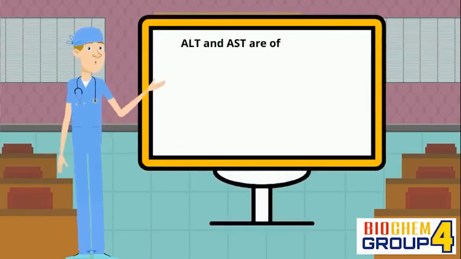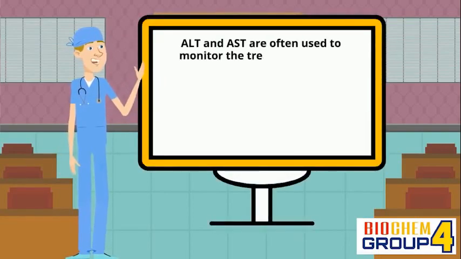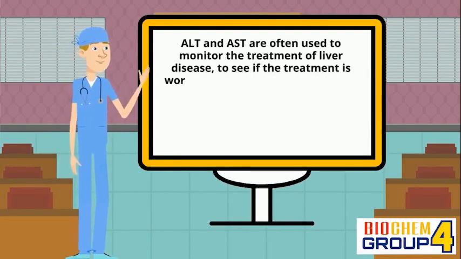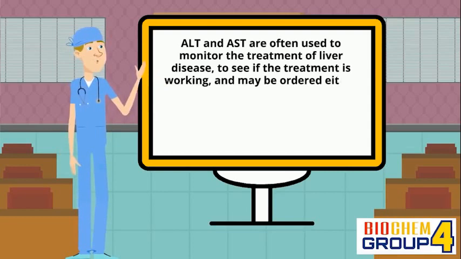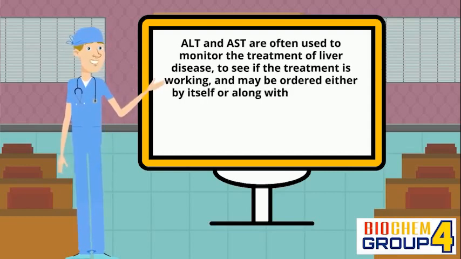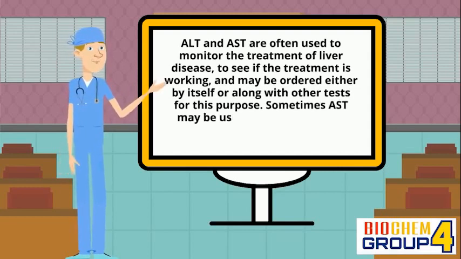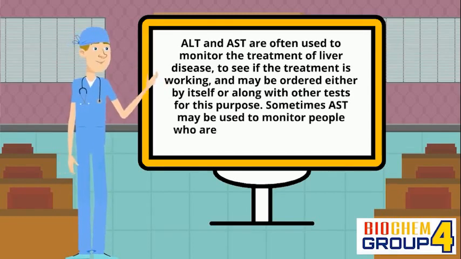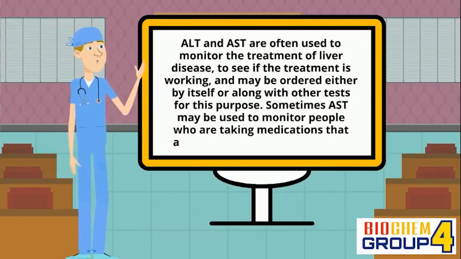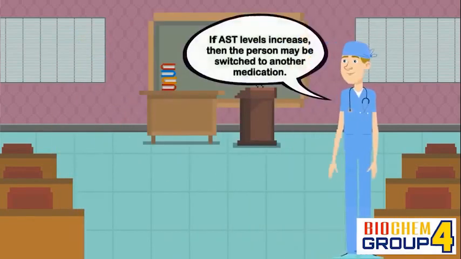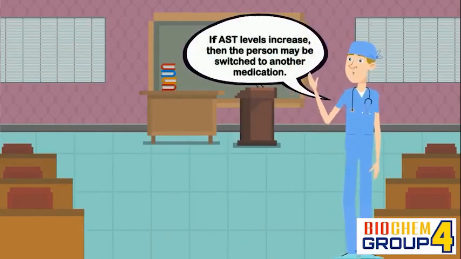ALT and AST are often used to monitor the treatment of liver disease to see if the treatment is working and may be ordered either by itself or along with other tests for this purpose. Sometimes AST may be used to monitor people who are taking medications that are potentially toxic to the liver. If AST levels increase, then the person may be switched to another medication.